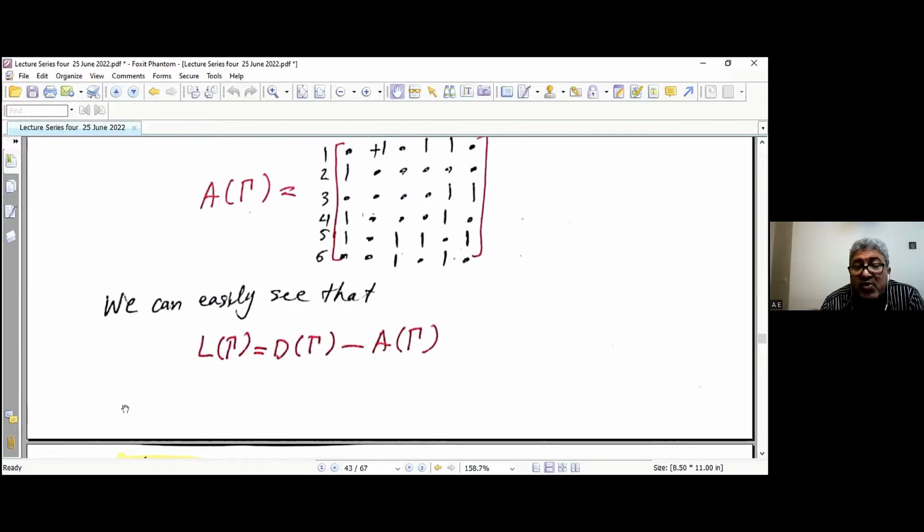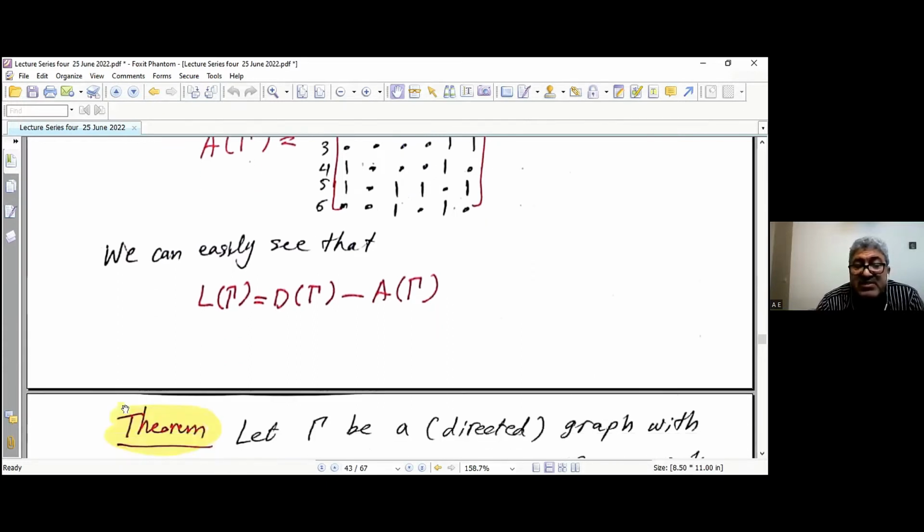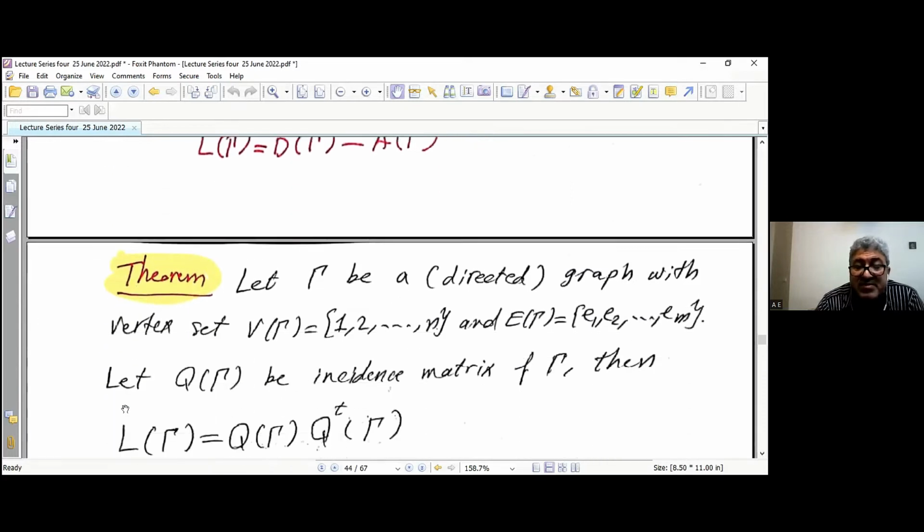So we have 2 ways to compute the Laplacian matrix. The first way is to find the Laplacian matrix directly by definition. And the second way, which is maybe a little bit better, is that if you have the adjacency matrix of a graph, you just need to compute the degree matrix of the graph, and the difference between the degree matrix and the adjacency matrix is the Laplacian matrix.